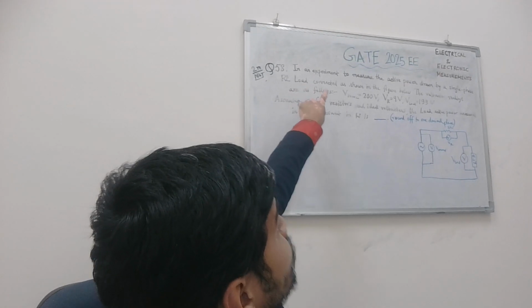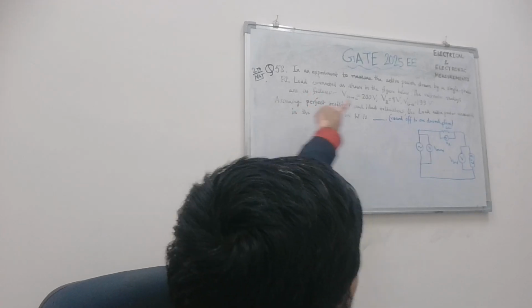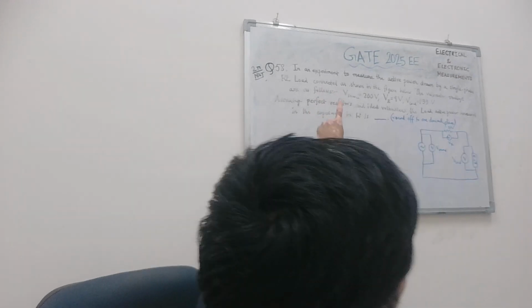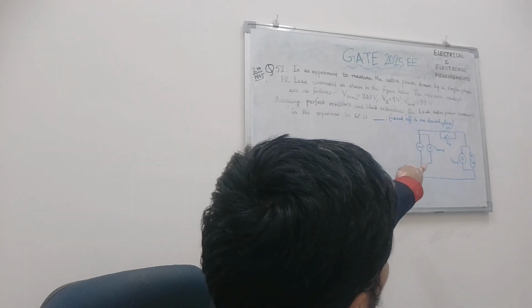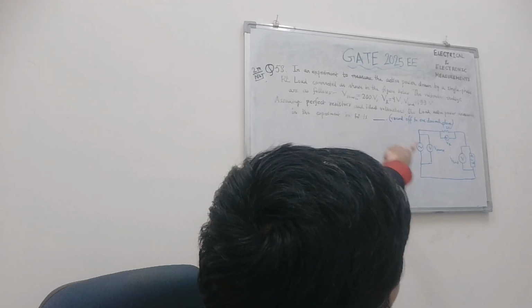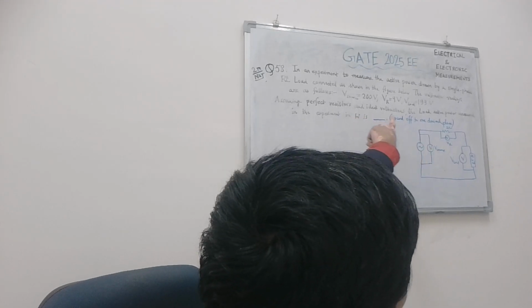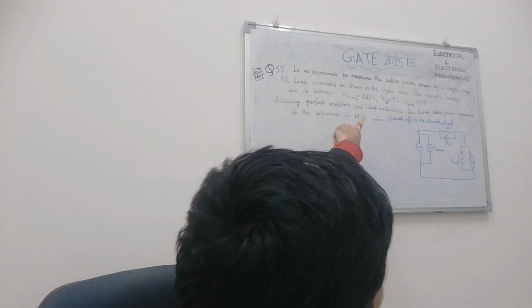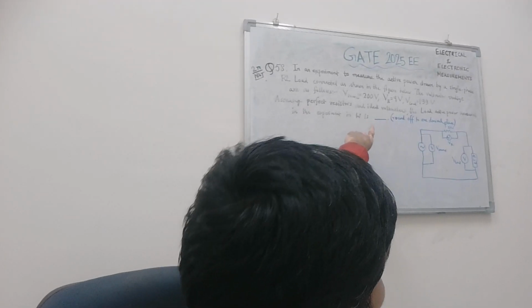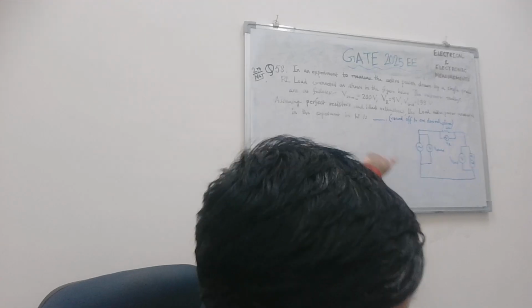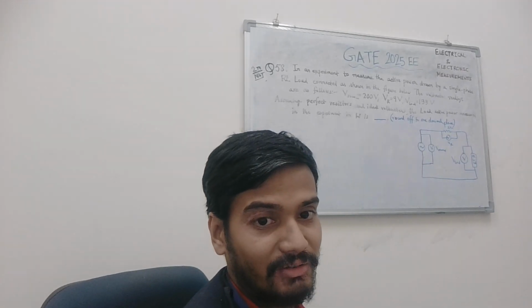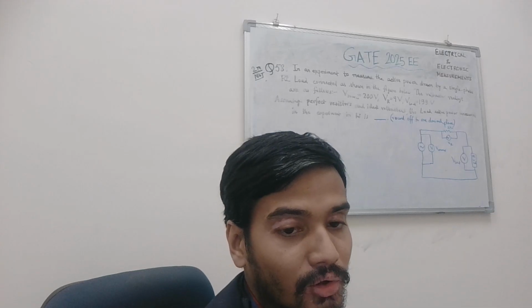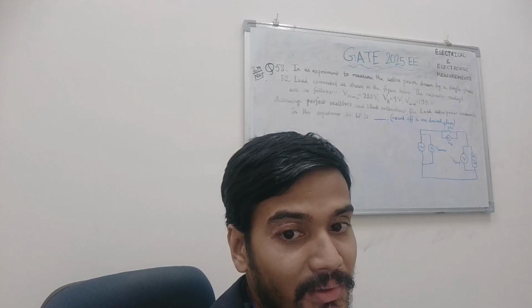In an experiment to measure the active power drawn by a single phase RL load connected as shown in the figure below, the voltmeter readings are as follows. V source, connected to the source, is 200 volt. VR, connected across the resistor, is 9 volt. V load, connected to the load, is 199 volt. Assuming perfect resistors and ideal voltmeters, the load active power measured in the experiment in watt is. So for the given circuit, we have to measure the active power drawn by the load as measured by the voltmeter connected across the load.